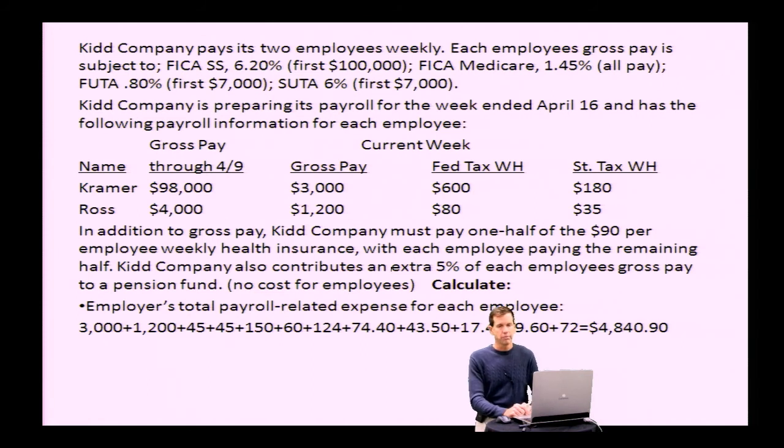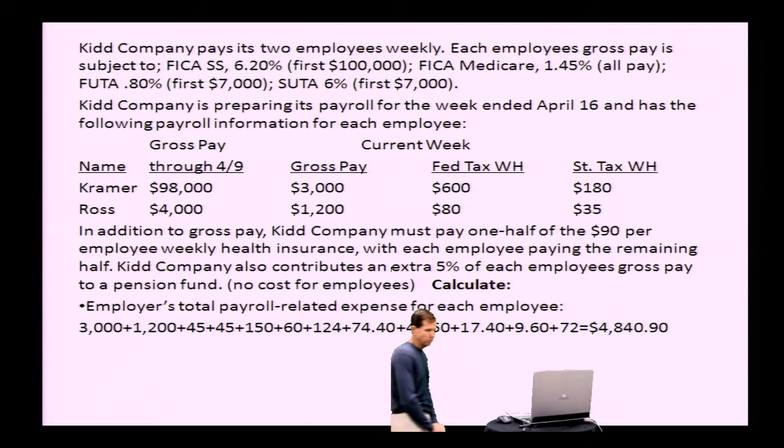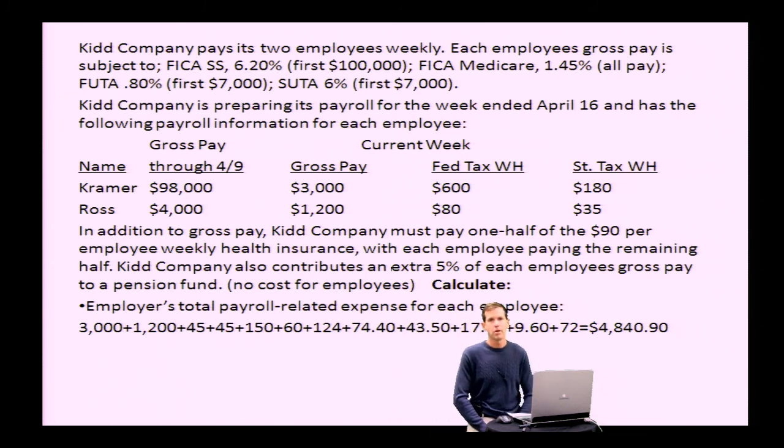So all I've done here is I have simply taken each employee's gross payroll, the $3,000 for Kramer and the $1,200 for Ross, and then I just added in all of the additional employer costs there. And I'll get out of the way there so you can look at that and see if you can confirm where all those numbers came from in your mind. And as usual, if you don't know where some of those numbers came from, post it to the discussion board, and we'll see if I can come up with where those numbers come from.